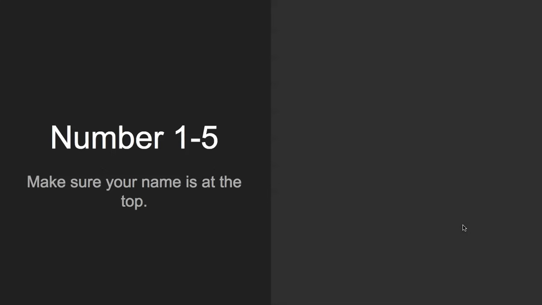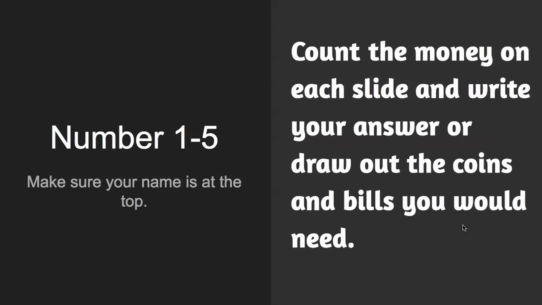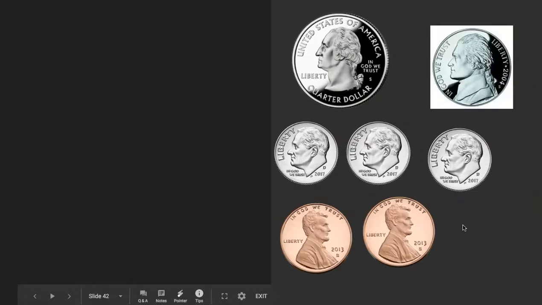And number 1 through 5. Now 4 and 5 are going to be ones where you're drawing out like you just did. So make sure you leave enough space for that. So count the money on each slide and write your answer or draw out the coins and bills you would need. So number 1. Here are your coins.